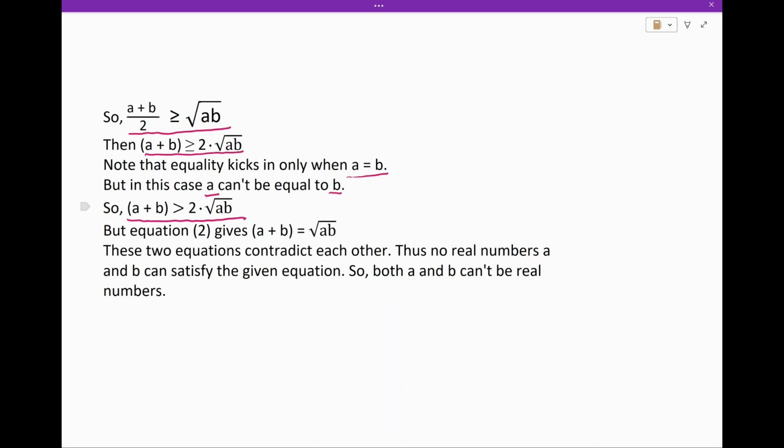But equation 2 gives a plus b is equal to square root of ab. These two statements contradict each other. Thus, no real numbers a and b can satisfy the given equation. So, both a and b cannot be real numbers.